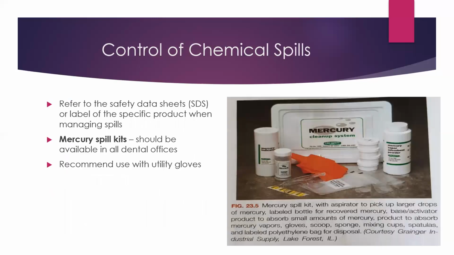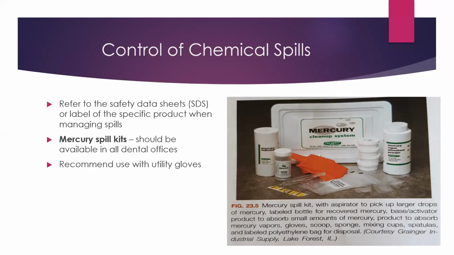We always have to be prepared for an emergency. So in the case of a control of chemical spills, you want to refer to the safety data sheets or labeling of the specific product when you're managing your spills. We have something called the mercury spill kits, and that has to be available in all dental offices. Again, it's recommended to use these kits with utility gloves or even just chemical spills overall.